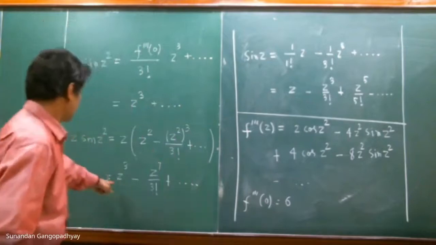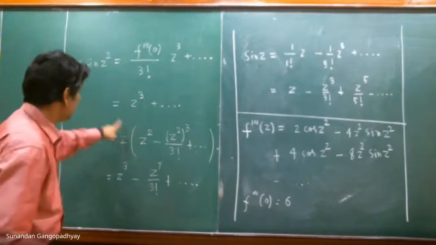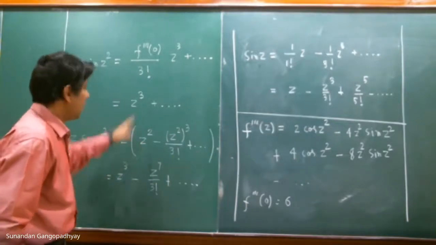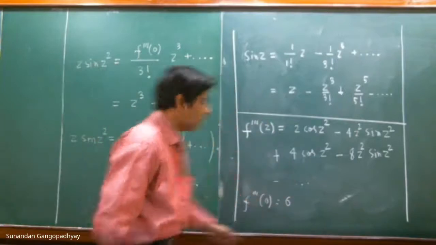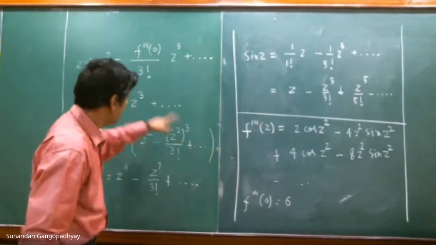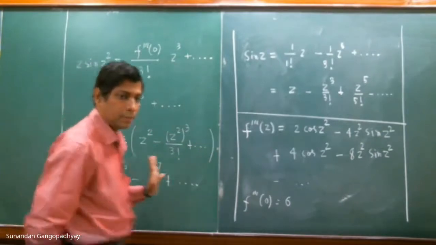So this is the expansion. You see that the leading order term that we have calculated from the Taylor series expansion exactly matches with this. And if you keep on doing this procedure, you can check that the next term, if you calculate it, is z^7 by 3 factorial with a minus sign in front. Please check it.